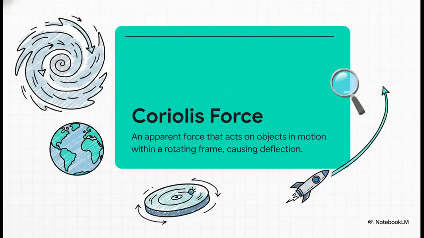Now, the second one is a bit weirder, the Coriolis force. This is an apparent force that only pops up for objects that are moving inside the rotating frame. It's a deflecting force. This is the guy responsible for the spin of hurricanes, and it's the force that's going to be so important for our particle moving along the rim of the disk.